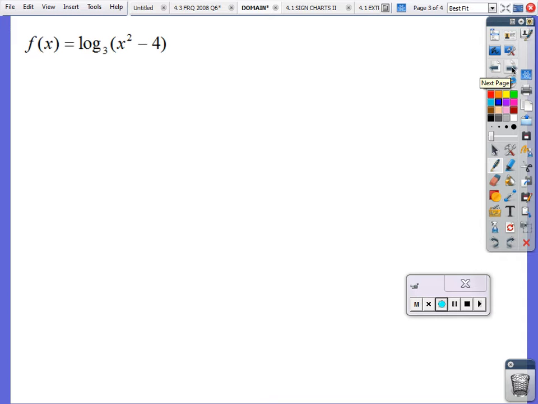Number 2, so I did change this from the problem that you got on the quiz. Log says that we can take the log base 3 of a positive number, and that's it. You can't take the log base 3 of a negative, and you can't take the log base 3 of 0. These two do not work. So same thing, we're only going to care about our positive values.